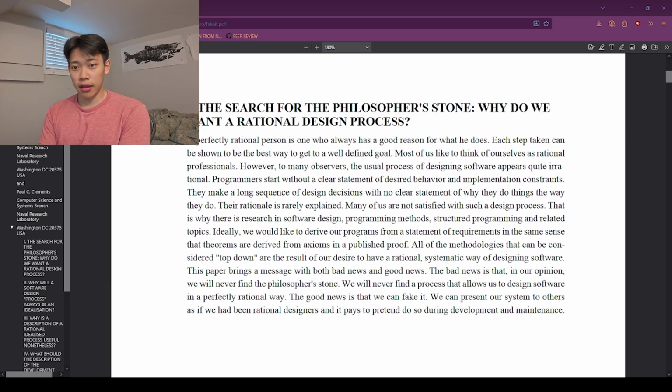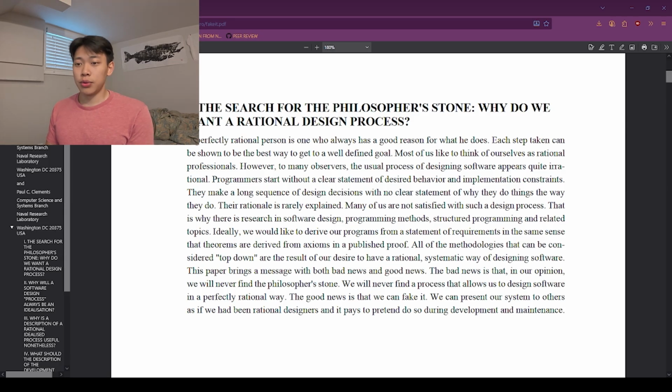That is why there is research in software design, programming methods, structured programming, and related topics. Ideally, we would like to derive our programs from a statement of requirements in the same sense that theorems are derived from axioms in a published proof. All of these methodologies that can be considered top-down are the result of our desire to have a rational, systematic way of designing software.